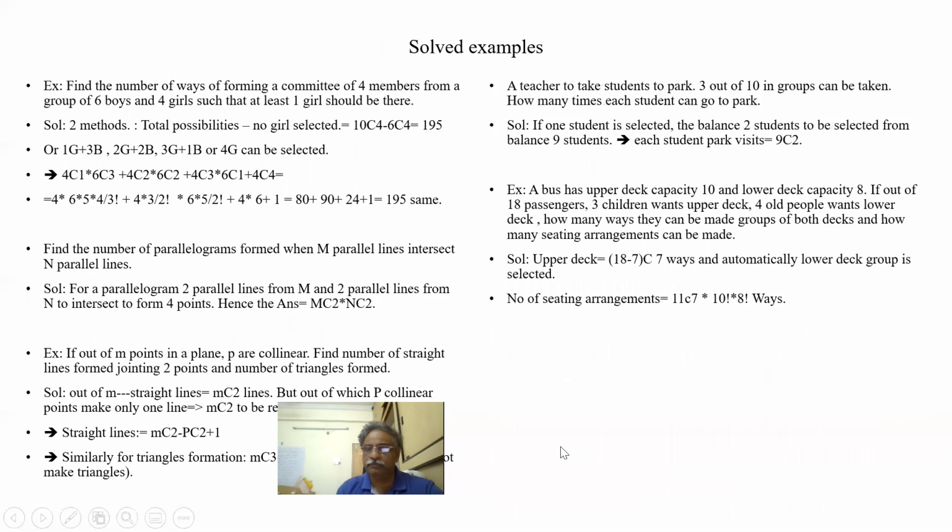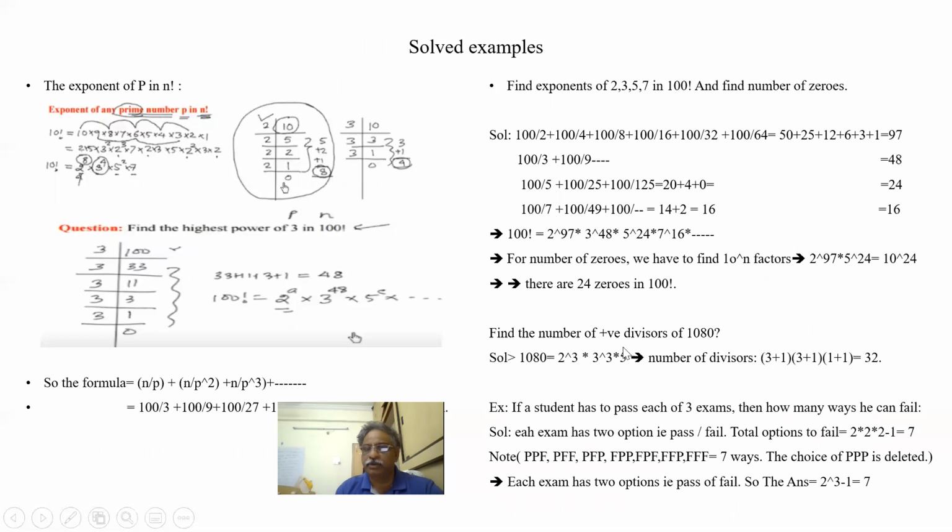So similarly here I have given p to the power of k1, q to the power of k2, r to the power of k3. So I can write (k1 plus 1) into (k2 plus 1) into (k3 plus 1), which gives 32 divisors. So 1080 is having 32 divisors.